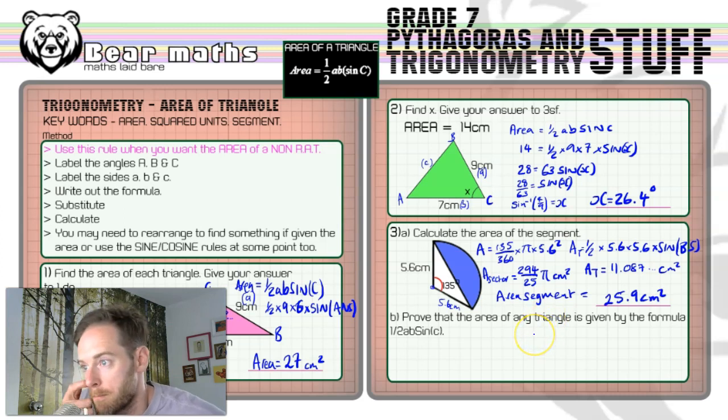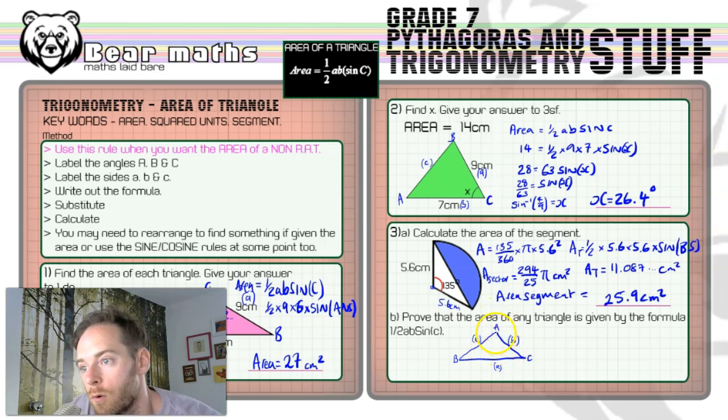Now, question B in this asks to prove that the area of any triangle is given by the formula half AB sine C. So it's a useful thing to know, and it revolves around the world of trigonometry, funnily enough, because that's what we're using. But right-angled triangle trigonometry. So if I drew a triangle that is clearly not right-angled, and then labelled it A, B and C. There's A, B, C, right? We know that's little c, we know that's little a, and we know that's little b, okay?